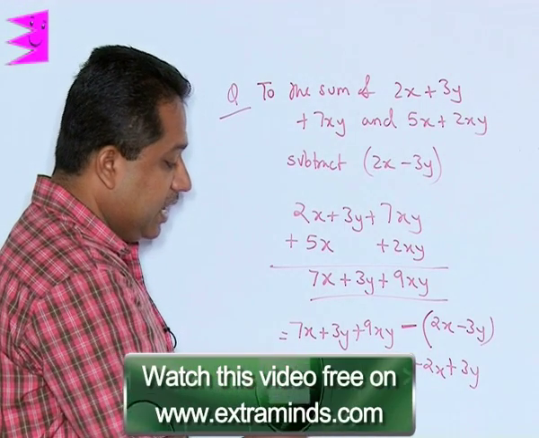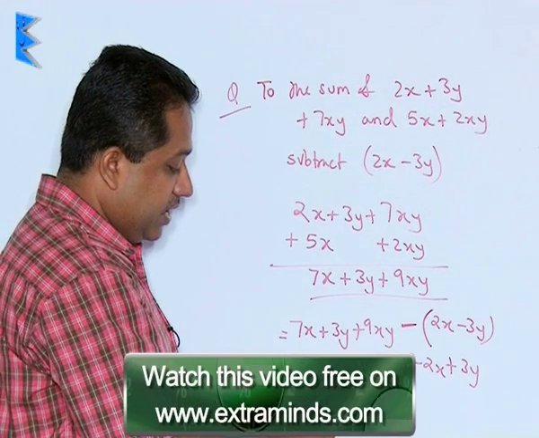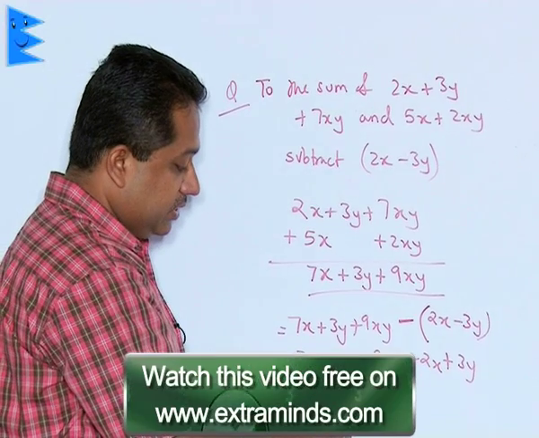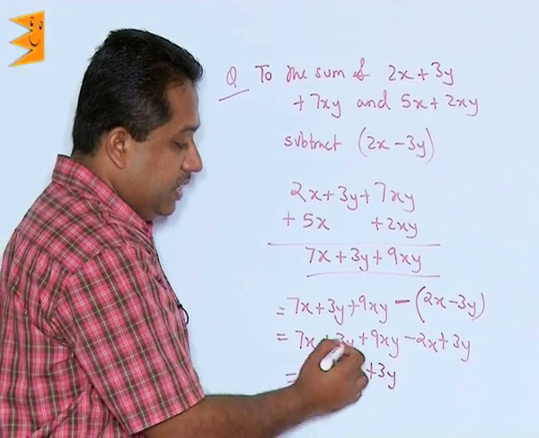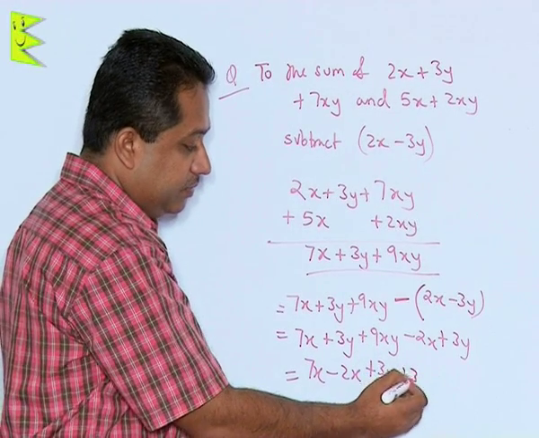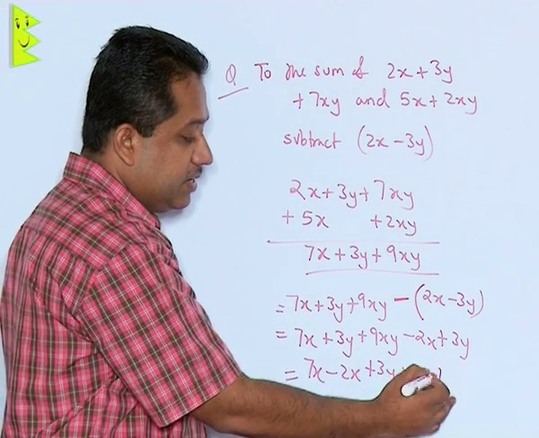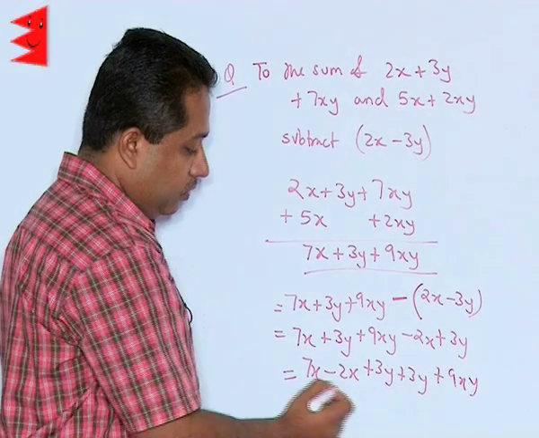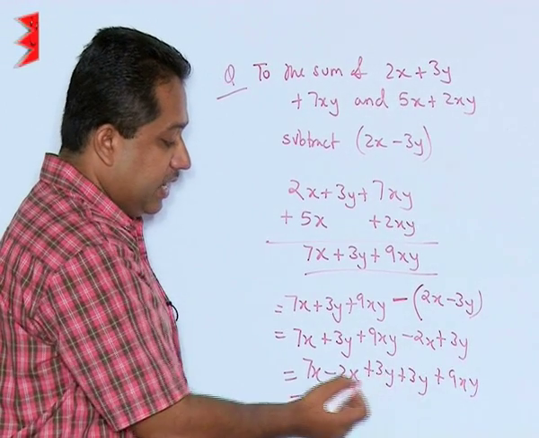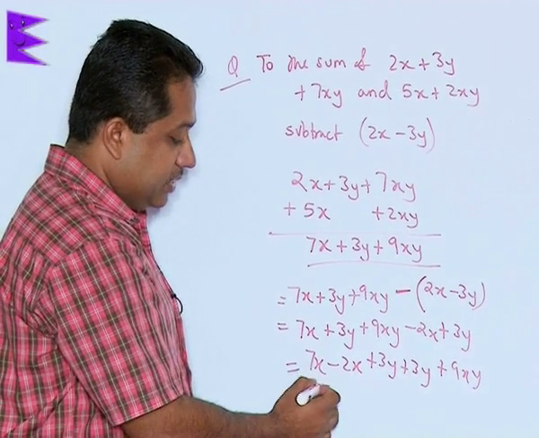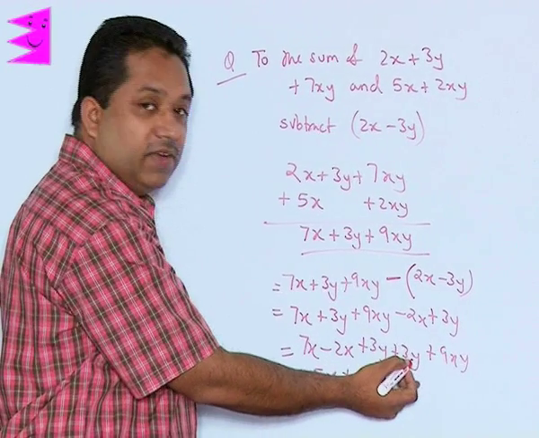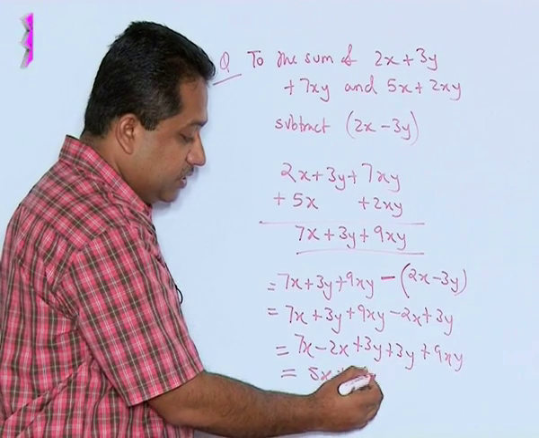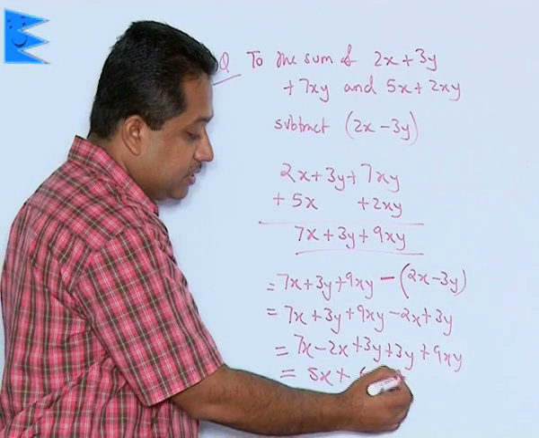Now next step, bring the like terms together. So we have 7x and there's a minus 2x that I have written together, plus 3y, and there's a 3y again here, I have brought it together, and there is 9xy. So when we add or subtract the like terms, 7x minus 2x, we are going to get 5x, plus 3y and 3y, we are going to get a total of 6y, and 9xy as it is.